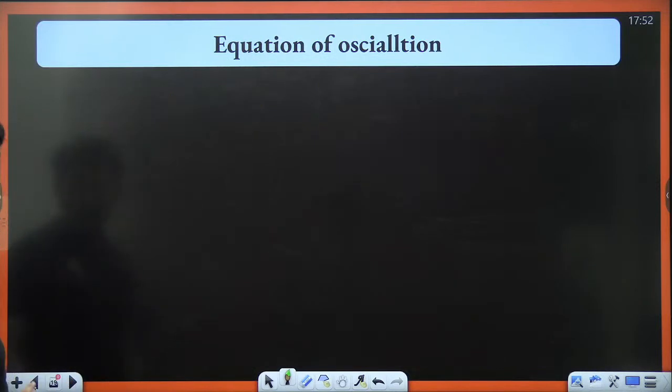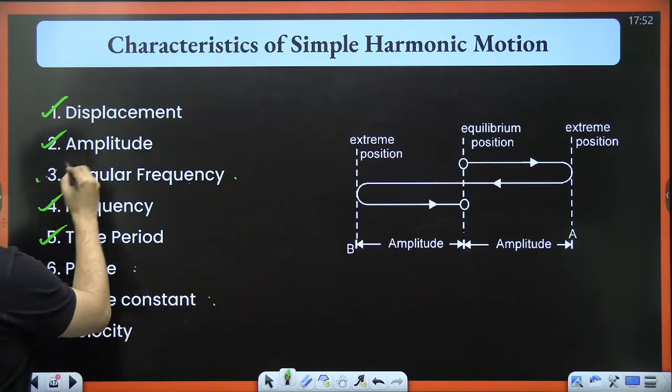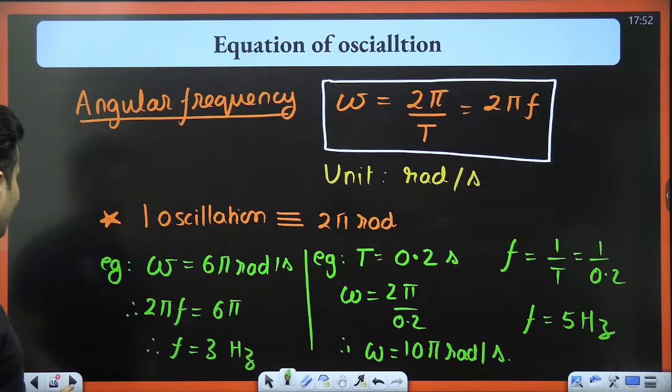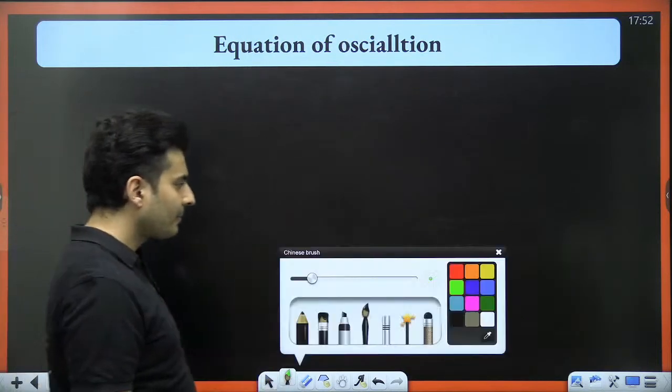Let's go to the next parameter. So we have done this also. Angular frequency also done. Now what is this phase and this phase constant? Okay, let's talk about it.